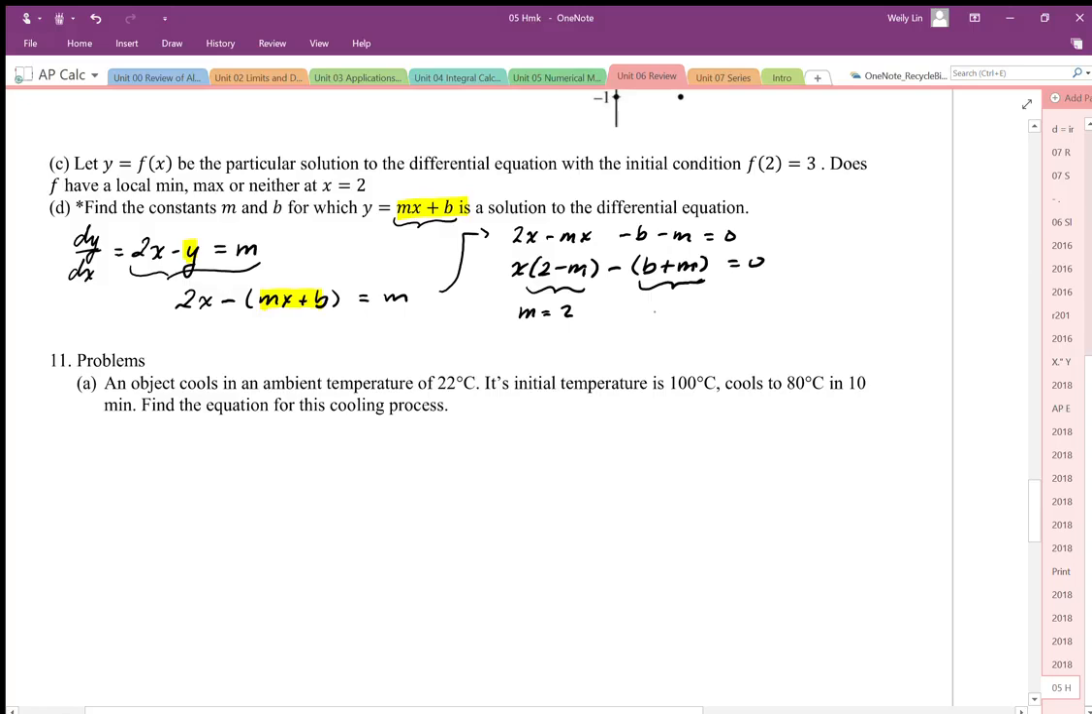So we know that b is equal to negative m. Well, we know that m must be equal to 2. That means that b must be equal to negative 2. So if those conditions are met, this solution is equal to 0, which then satisfies our m and b for this situation.